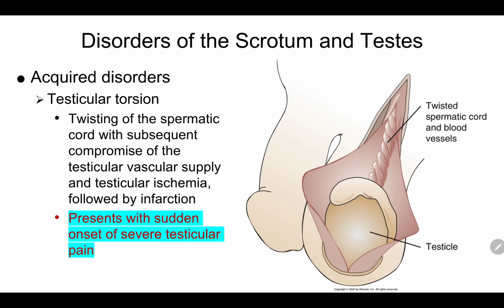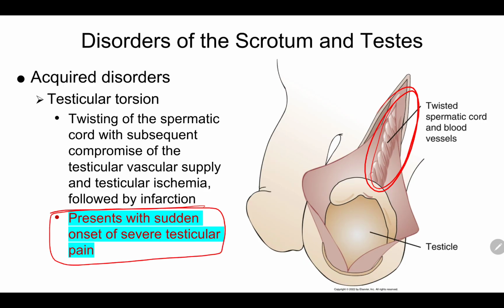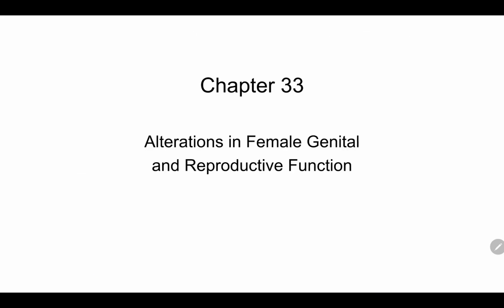Testicular torsion, as you can see right here, is the twisting of the spermatic cord, and of course this is going to present with sudden onset of severe testicular pain. So when we think of sudden onset of severe testicular pain, we can think of testicular torsion, that twisting of the spermatic cord.